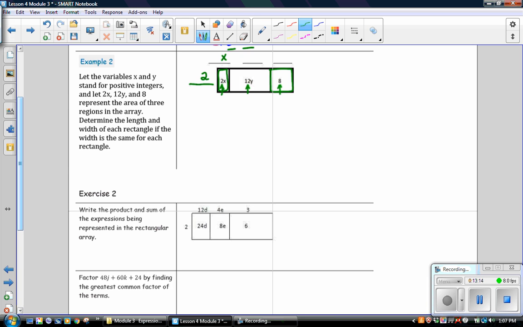The length and the width of the second rectangle. 2 times what is 12y? 2 times 6y. So 2 is the width of the rectangle, and 6y is the length of the rectangle. And finally, 2 times what number is 8? 2 times 4. So the length of the rectangle is 4, and the width of the rectangle is 2. So the width of all of these rectangles is 2. That's the greatest common factor. Then the length going across the top is x, 6y, and 4.